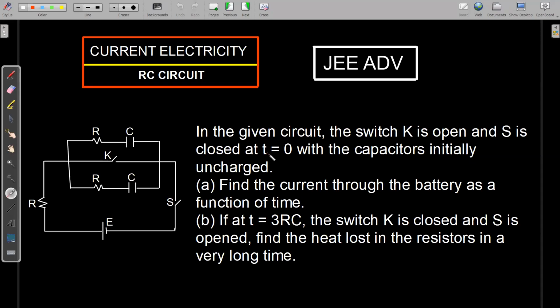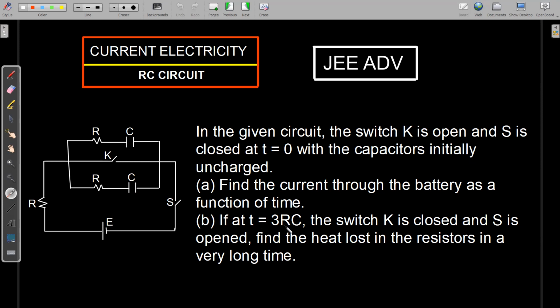So here we have a question from RC circuit. In this circuit, you can see we have two switches K and S. Initially, it is given that the switch K is open and S is closed at t equal to 0, and the capacitors were initially uncharged. First, we need to find the current through the battery as a function of time.